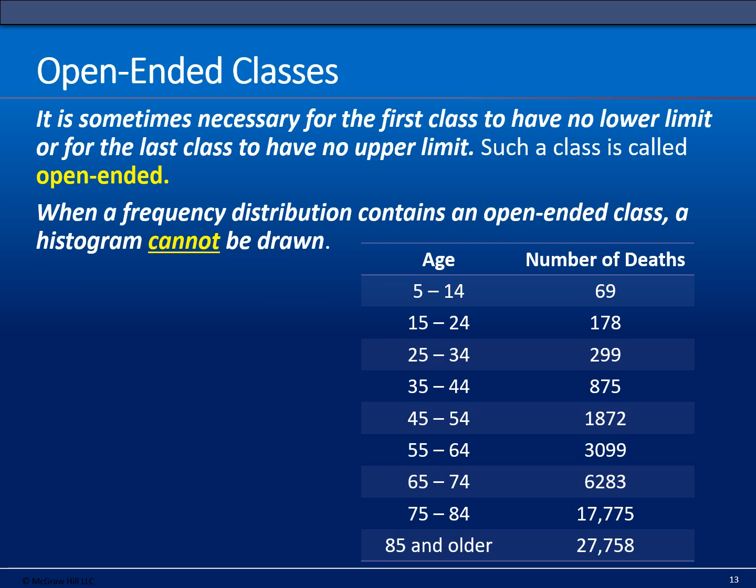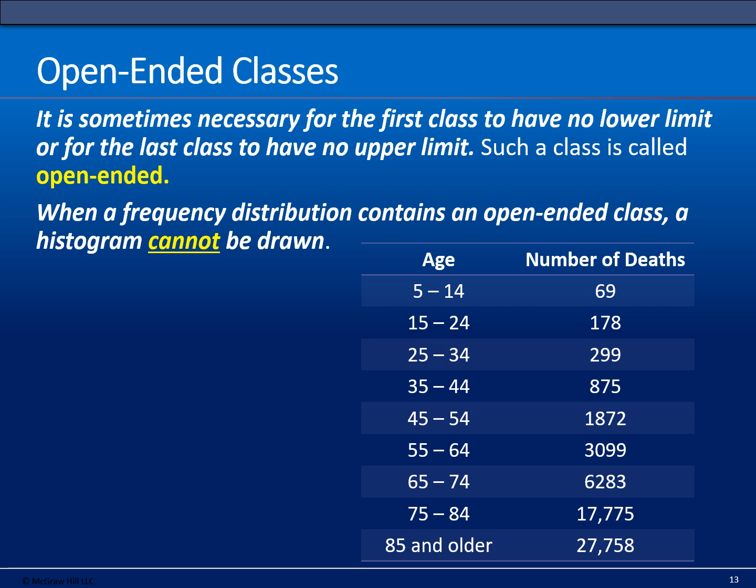It's sometimes necessary for the first class to have no lower limit or no upper limit. What does that mean? It's like we don't know exactly where to stop, and there may be some kind of logical place to stop. Age is a really great one for that. You might get to a point where you don't care about upper ranges or lower ranges. So you might say 5 and under, or you might say 70 and above.